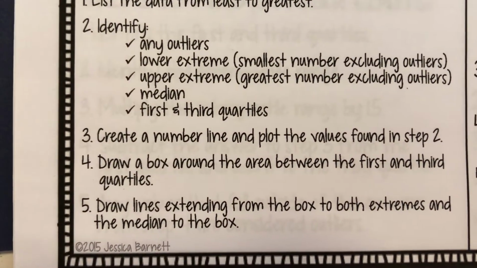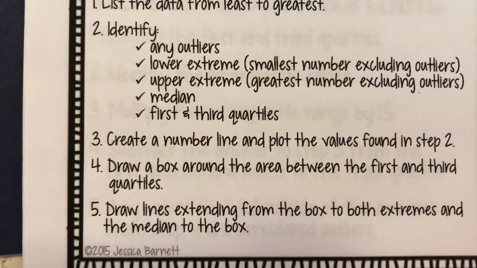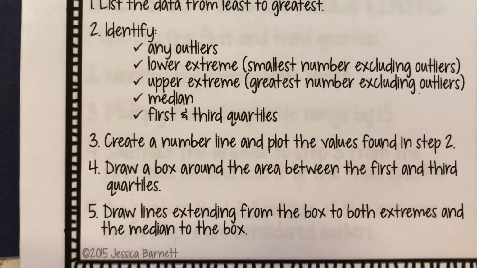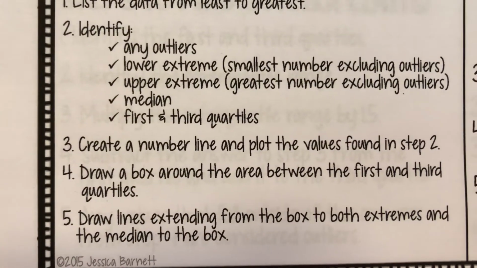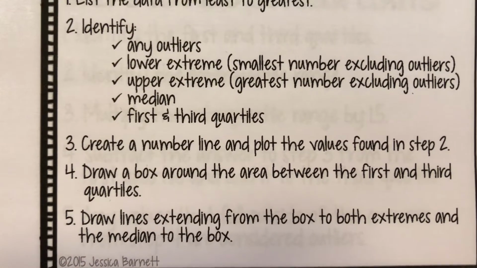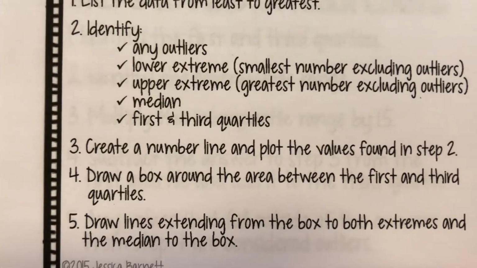We're going to create a number line. In Khan, it's already given for you, and then we're going to draw a box around the area between the first and third quartiles, and then draw lines extending from the box to those lower and upper extremes, also known as your minimum and your maximum.